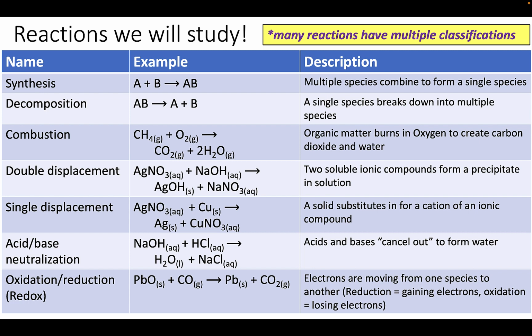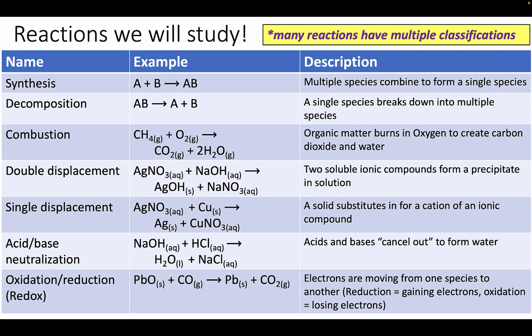Single displacement looks similar to double displacement, but here we just have a single product, like the copper solid here, which is actually a reactant, that's substituting into the silver nitrate reactant. This is basically kicking out the silver as a cation to create solid silver, and the copper is going to be our product.